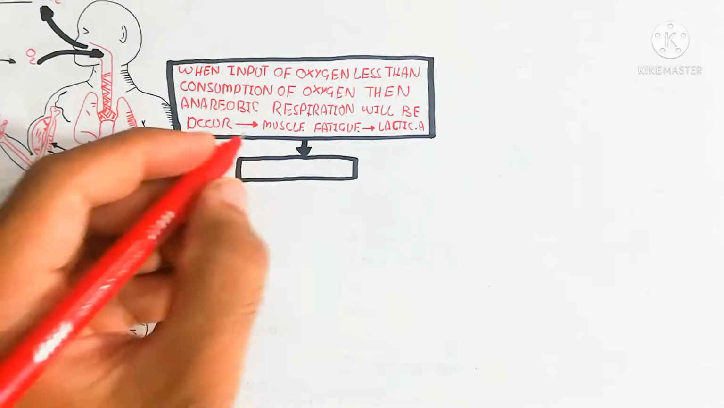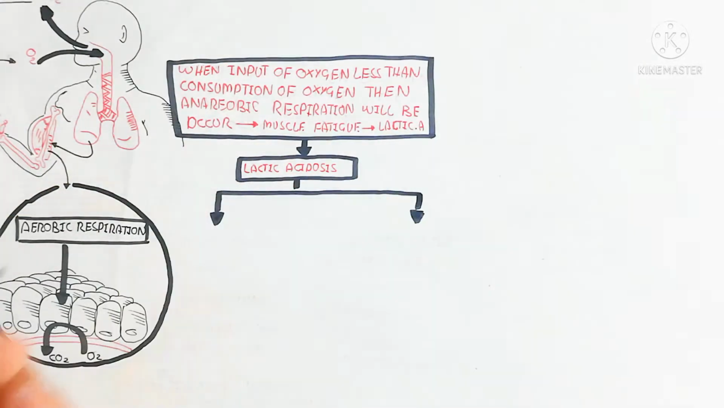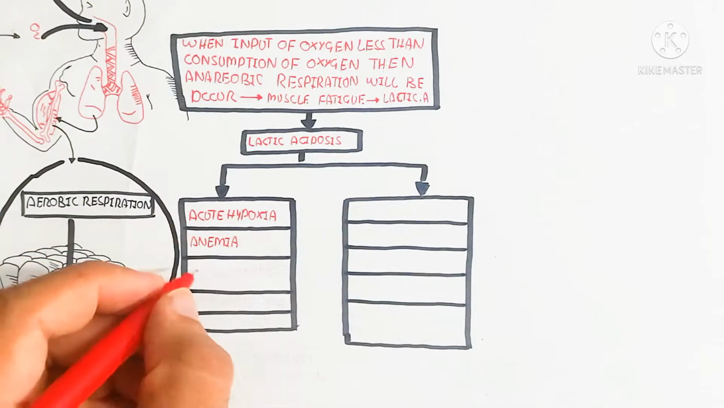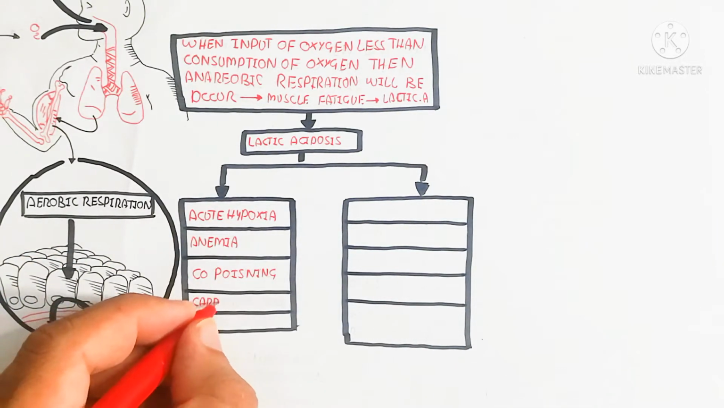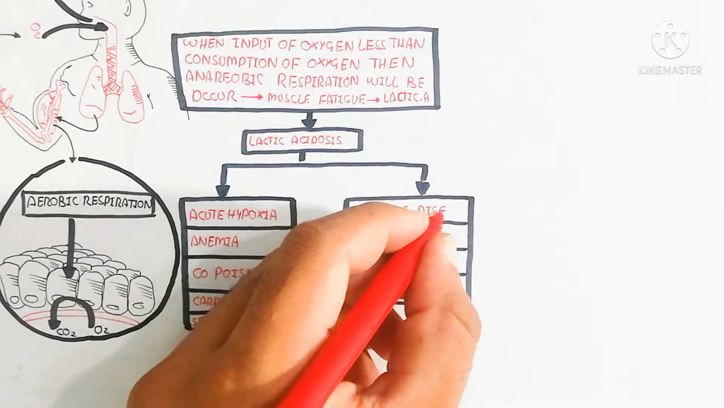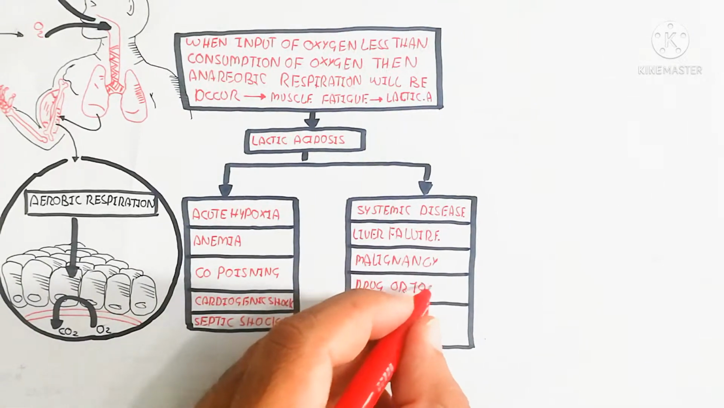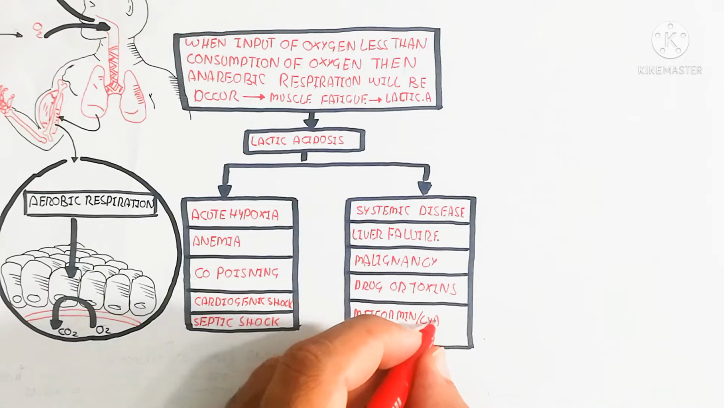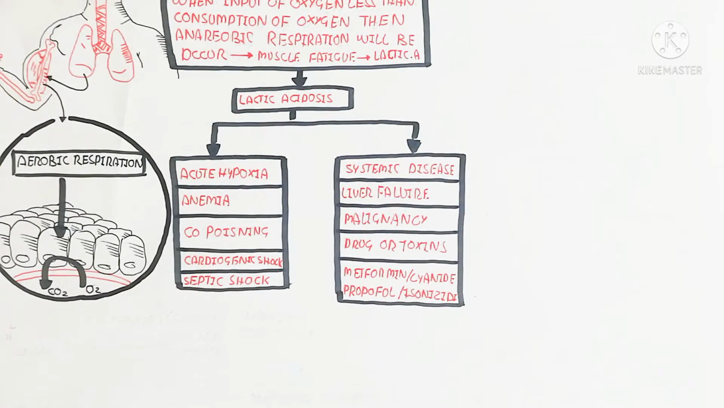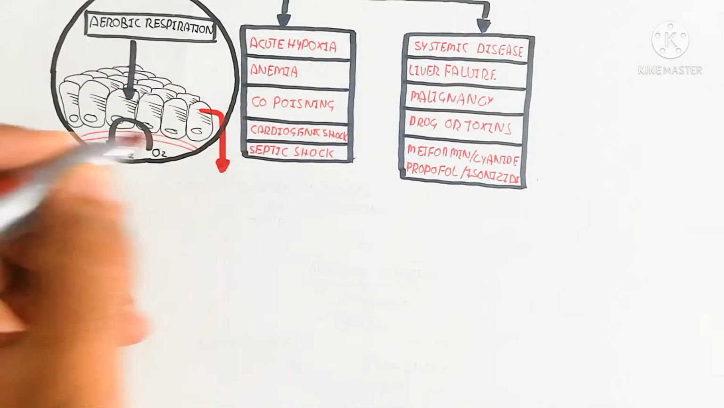In another case, anemia means the red blood cells are unable to completely bind oxygen with the hemoglobin. On the other hand, there is carbon monoxide poisoning. When carbon monoxide enters the blood, the affinity of oxygen for hemoglobin is decreased, due to carbon monoxide's tighter bond compared to oxygen. And cardiogenic shock or septic shock can be causes. On the other hand, systemic disease, liver failure, malignancy, drugs or toxins such as metformin, cyanide and propofol are major causes for it.